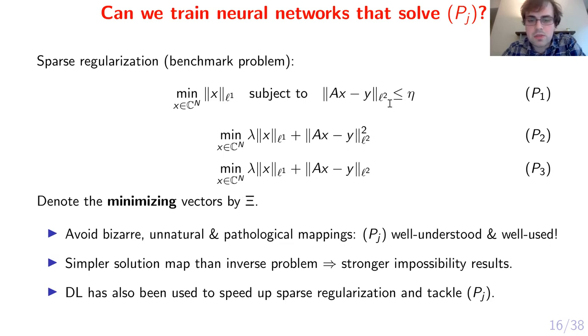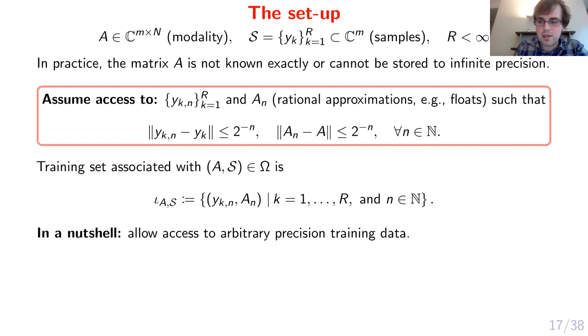And why am I considering these problems rather than the inverse problem? Well, it's just to avoid bizarre and pathological cases that can arise. These three problems are nice convex optimization problems. We understand their solution maps fairly well, and they're used a lot in practice. And in the cases I'm going to consider, these actually have simpler solution maps than the inverse problem. So if I prove an impossibility result for these three problems, it's perhaps stronger than for the original inverse problem. Deep learning has also started to be used for solving these problems as well, but I won't really discuss that in much detail. Okay, so before I present the theorem, I should give you the setup.